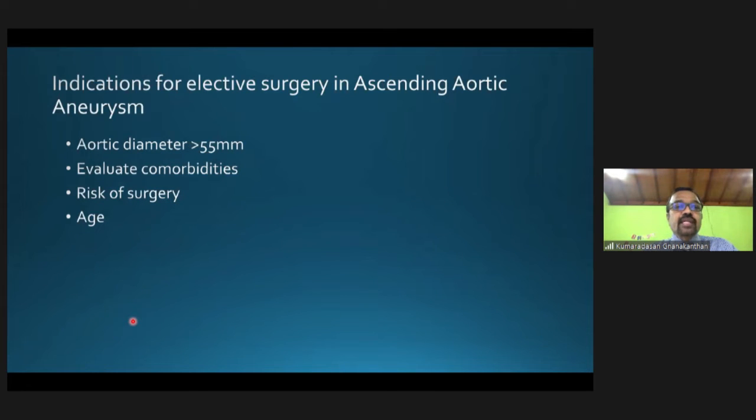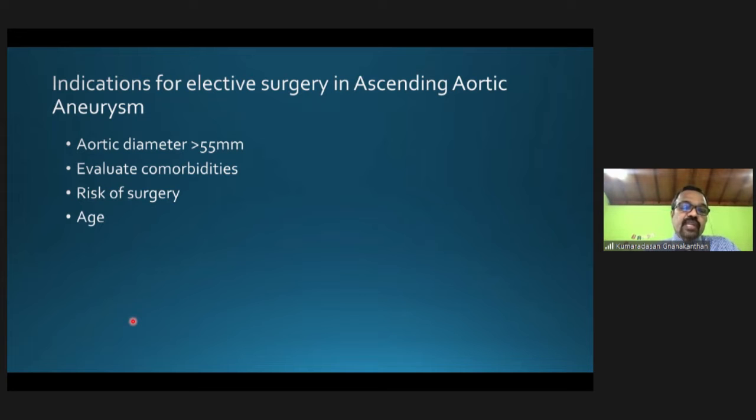So indications can be broadly categorized into elective surgical procedures and emergency procedures. The indication for elective surgery in ascending aortic aneurysm, where there is degenerative aortic aneurysm, is an aortic diameter of more than 55 millimeters. Because these are mainly very elderly patients, we'll have to evaluate their comorbidities and the benefit versus risk of surgery.